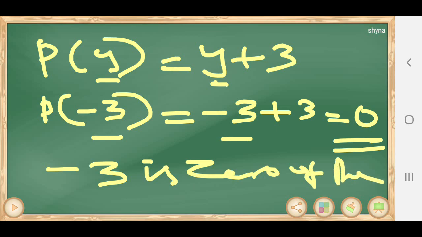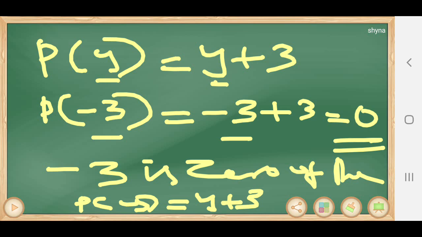Is it? Minus 3. Minus 3 is the 0 of the polynomial, 0 of p of y. Okay, 0 of p of y equal to y plus 3. These are the things only to recall, dear children. I again tell you, these are not the content of this chapter. We are going to start the new chapter. Just to recall this all.